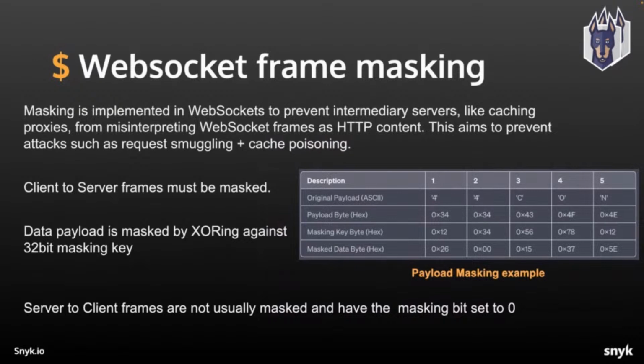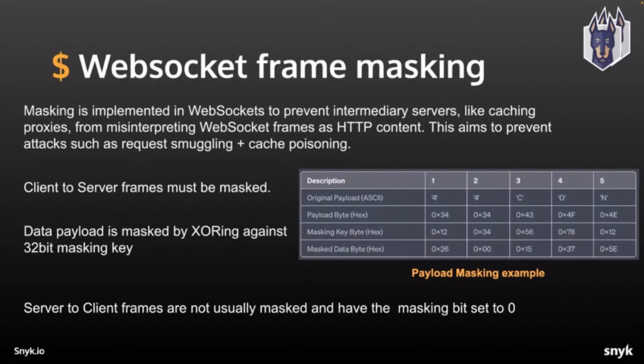Another important concept for us is the concept of masking, and this is basically to prevent any intermediaries, such as caching proxies, web application firewalls, etc., from misinterpreting WebSocket frames as HTTP content. And this will help us prevent such attacks like request smuggling and cache poisoning. And with this, we basically mask client to server frames. We generally don't mask in the reverse direction. And this is done by basically the client will generate a 32-bit random masking key, and then this will be XORed with each byte of the data payload in a circular fashion.